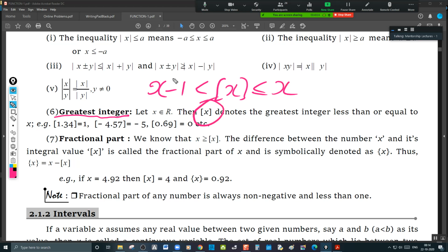Always you'll be getting it with square brackets of x here, and they will separately mention it in the square brackets as GIF, which is greatest integer function. Similarly, fractional part of x is nothing but x minus step x. It accepts only the fractional part of it. And let me show you the graph briefly so that you will also be remembering.